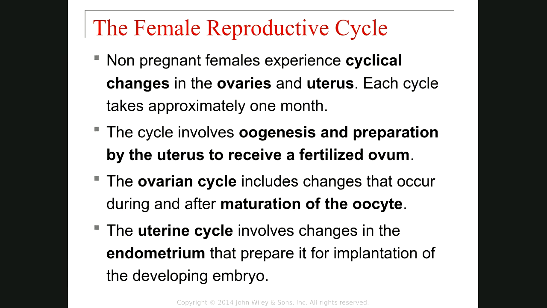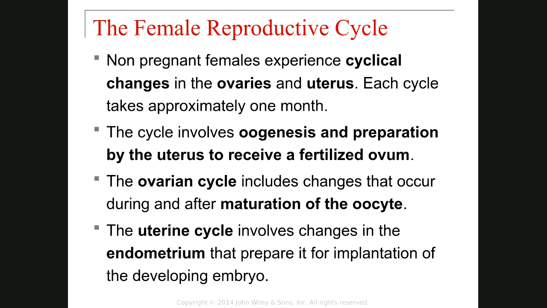Hello guys, in this part I want to talk about the female reproductive cycle. During the female reproductive years, non-pregnant females can normally exhibit some cyclical changes in their ovaries and uterus. Each cycle takes about a month and involves oogenesis and preparation of the uterus to receive a fertilized ovum.